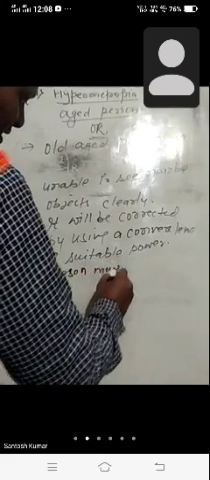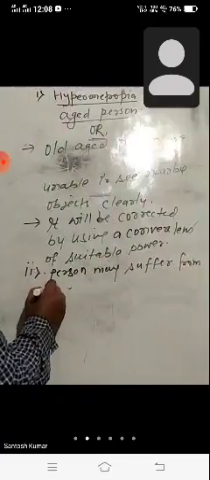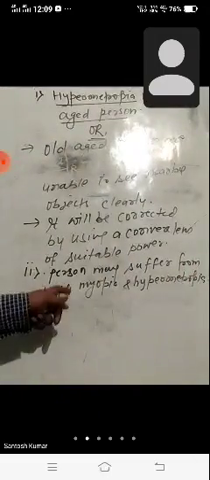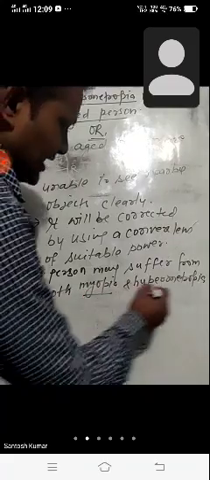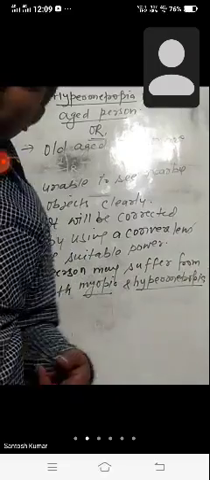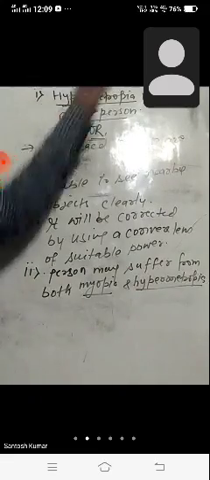In the second case, the person may suffer from both myopia and hypermetropia. The person may suffer from both defects. You are unable to see nearby as well as distant objects, both your near point as well as far point have been affected. So this is also the identity of presbyopia.